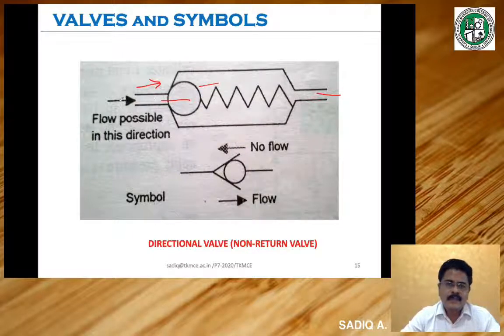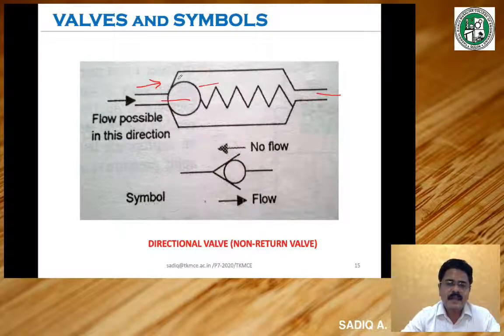If the pressure is stopped, then the fluid from this side won't come back to the original line, because when there is flow in the reverse direction, the spring will push the ball against the seat again. So the flow in this reverse direction will be shut. So the symbol of this non-return valve is shown here.